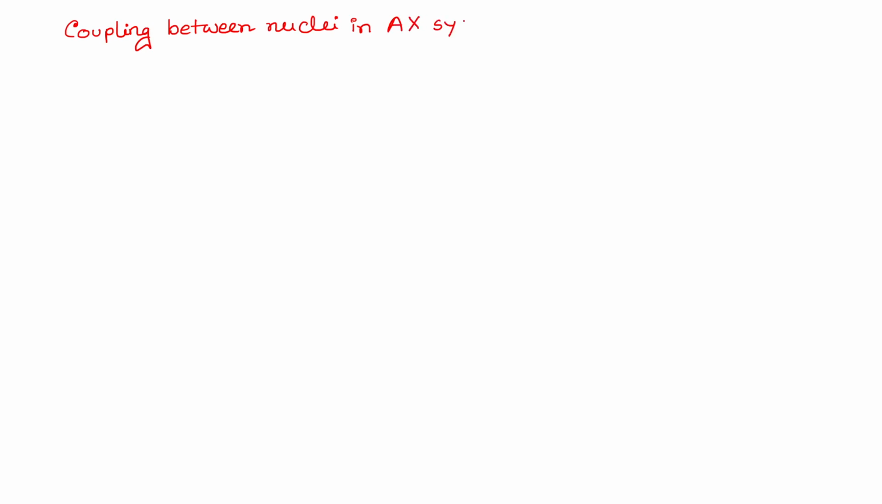AX system. Why AX system? Where these two nuclei are denoted as A and X. And why A and X in the alphabet? Because A and X have a very large distance between them in the alphabet.